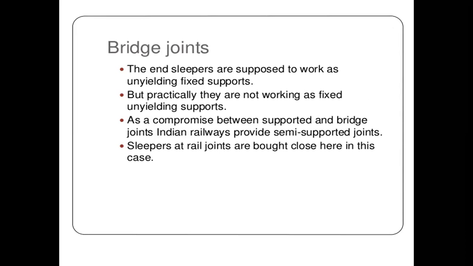The sleepers at rail joints are brought close here in this case. The end sleepers are supposed to work as unyielding fixed supports, which reduce the load applied on the rail, but practically they are not working as fixed unyielding supports.